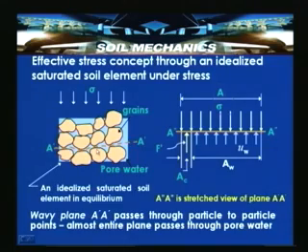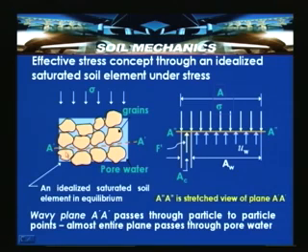So, if you see at this particular place where the contact is very less, this A dash A dash plane is passing through these contact points. This is the pore water and these are the grains, and sigma is the total stress applied to this. So, this is an idealized saturated soil element in equilibrium.